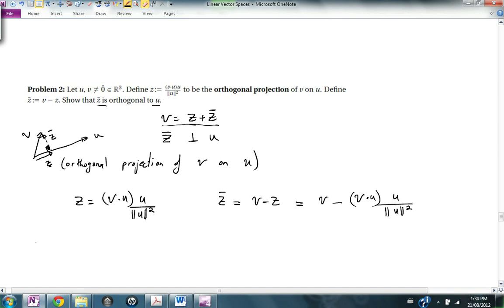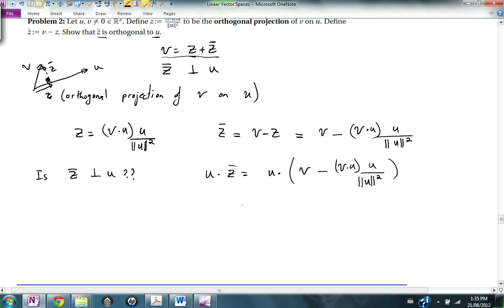Is z bar perpendicular to u? Well, let's take the dot product. u dot z bar is equal to u dot v minus v dot u, u dot u, divided by norm u squared. Again, the dot product is a linear operation. Remember, the dot product u dot u in the Euclidean vector space is equal to the norm of u squared, so this is equal to that. And u dot v is equal to v dot u. Therefore, this is equal to 0.